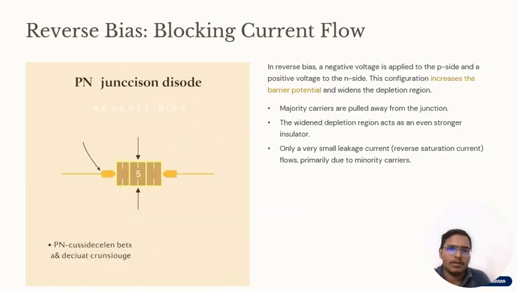Next, reverse bias. In reverse bias, we connect the positive terminal to the n-type and the negative terminal to the p-type. We just reverse the diode.